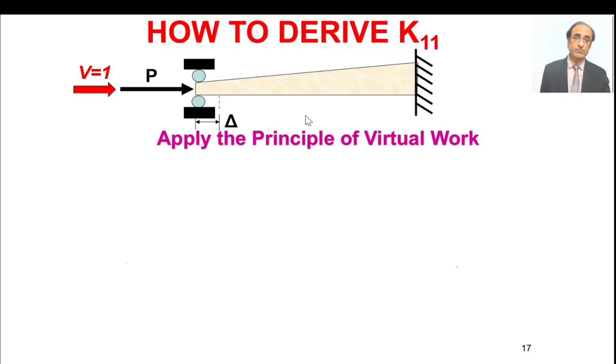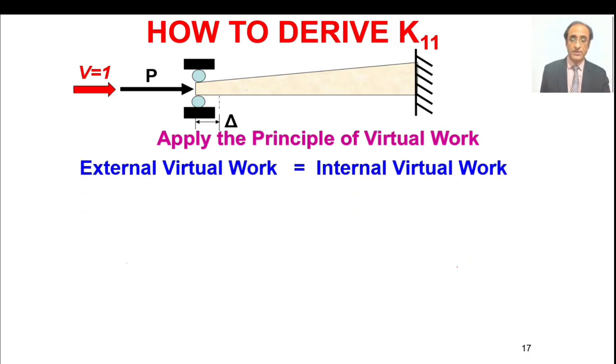Then when we apply the principle of virtual work, what is the external virtual work and what is the internal virtual work? And is it a determinate structure? The answer is yes, this is our determinate structure. So when we consider the external and the internal virtual work, we find that the external virtual work is simply the unit force multiplied by the deformation delta, and the internal virtual work when we have axial force is given by this expression.